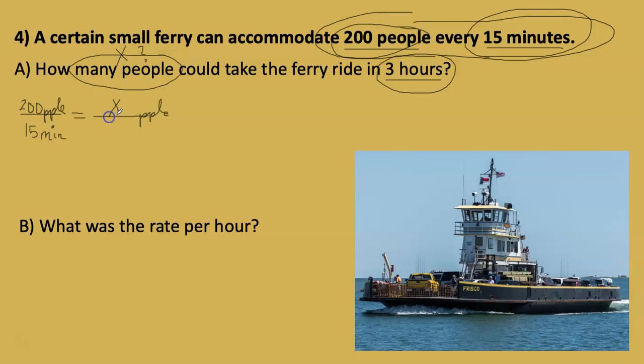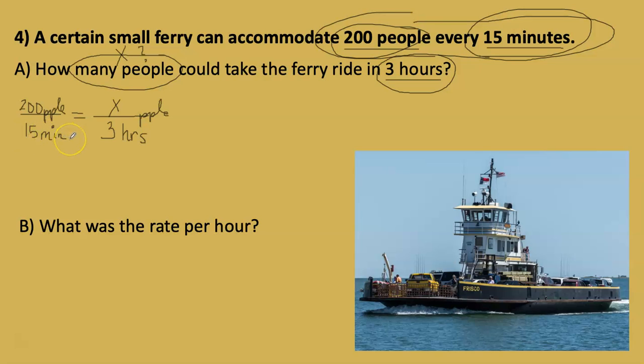You could use any variable you want, but that's the part I don't know, is how many people can ride the ferry in, and 3 hours is the time, so the 3 hours should go across from the 15 minutes. Now we do have a problem. It's fine to have people across from people, same units, but you can't have minutes across from hours. Those are different units. So what we need to do is either convert hours to minutes, or we need to convert the minutes to hours.